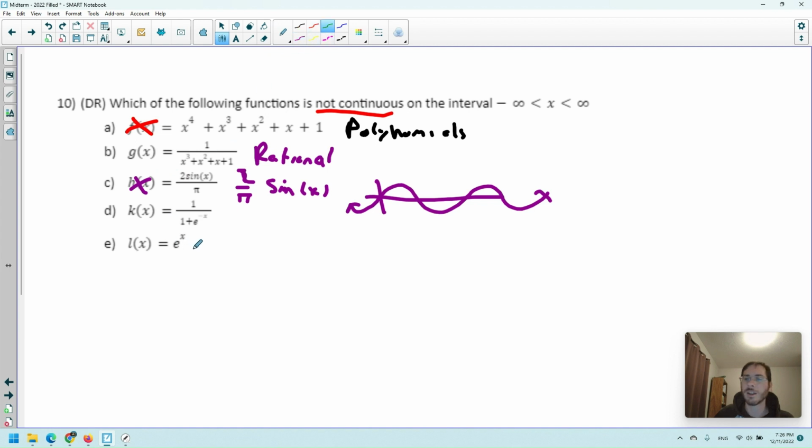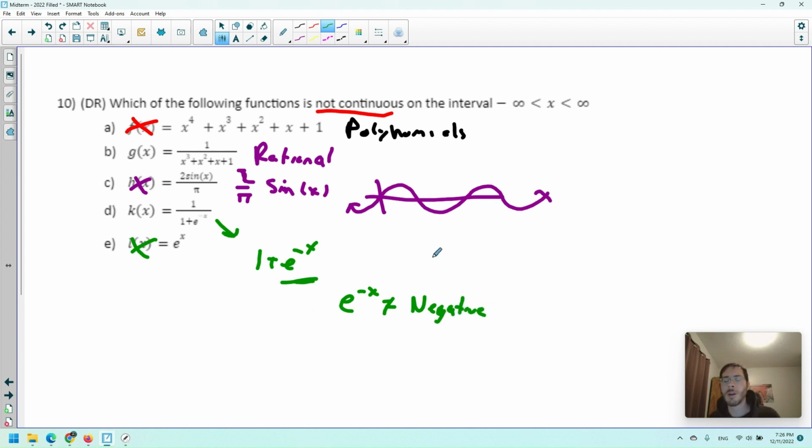Same deal with e to the x. I mean, that's not a fraction. We're never going to get 0 out of this, so we can go ahead and get rid of L of x. And k of x looks like it's a rational function. But if we look at 1 plus e to the negative x, this e to the negative x here is never going to give us a negative number.